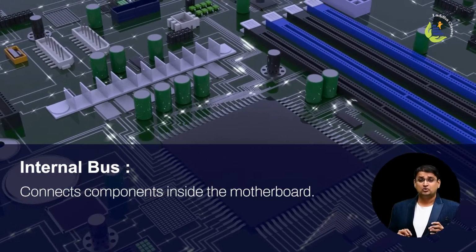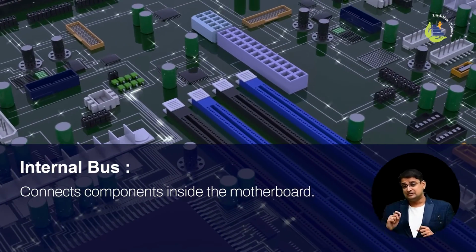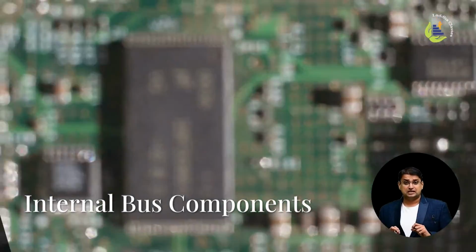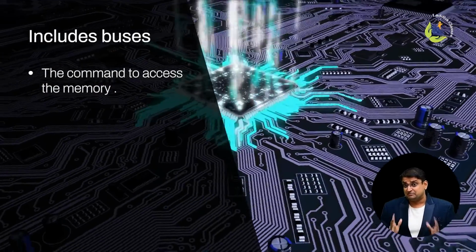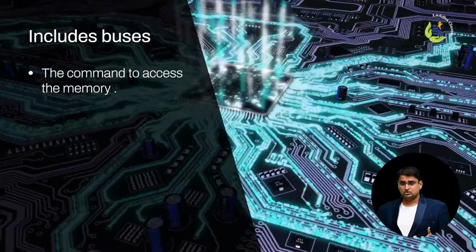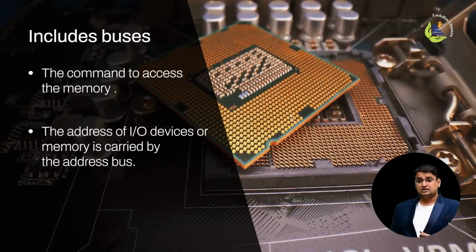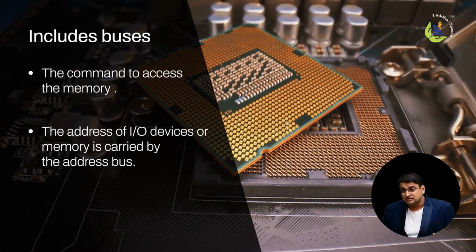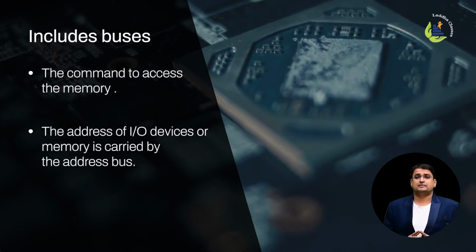Internal bus. The internal bus connects components inside the motherboard like CPU and system memory. It is also called the system bus. Internal bus includes the following buses: the command to access the memory or the input-output devices is carried by the control bus. The address of input-output devices or memory is carried by the address bus. The data to be transferred is carried by the data bus.